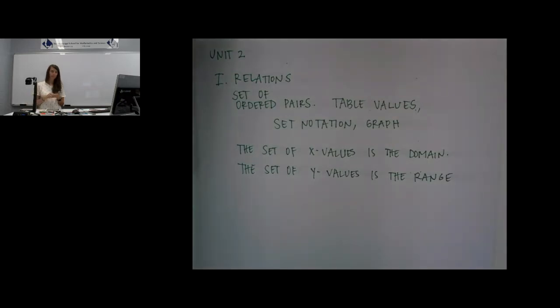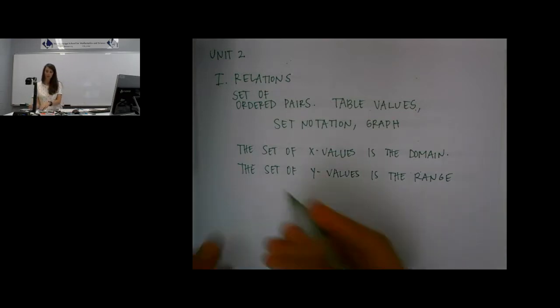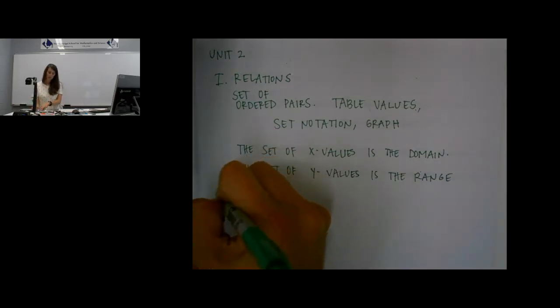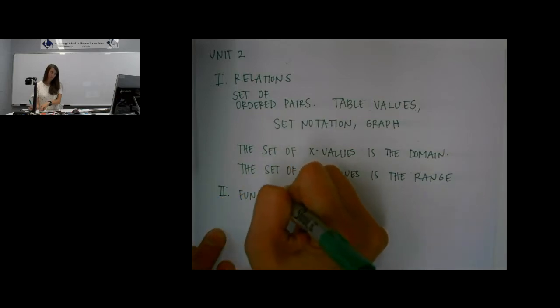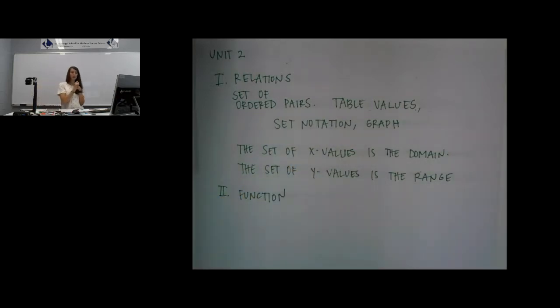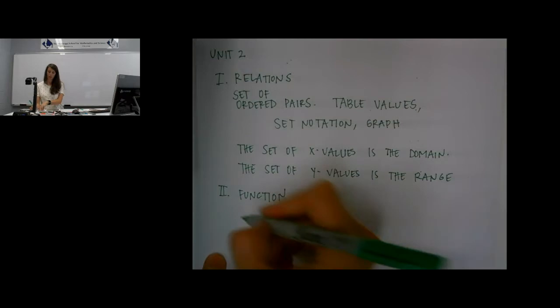Continuous is when it would be in a straight line. So a function is a relation where each element in the domain is mapped to one element in the range.